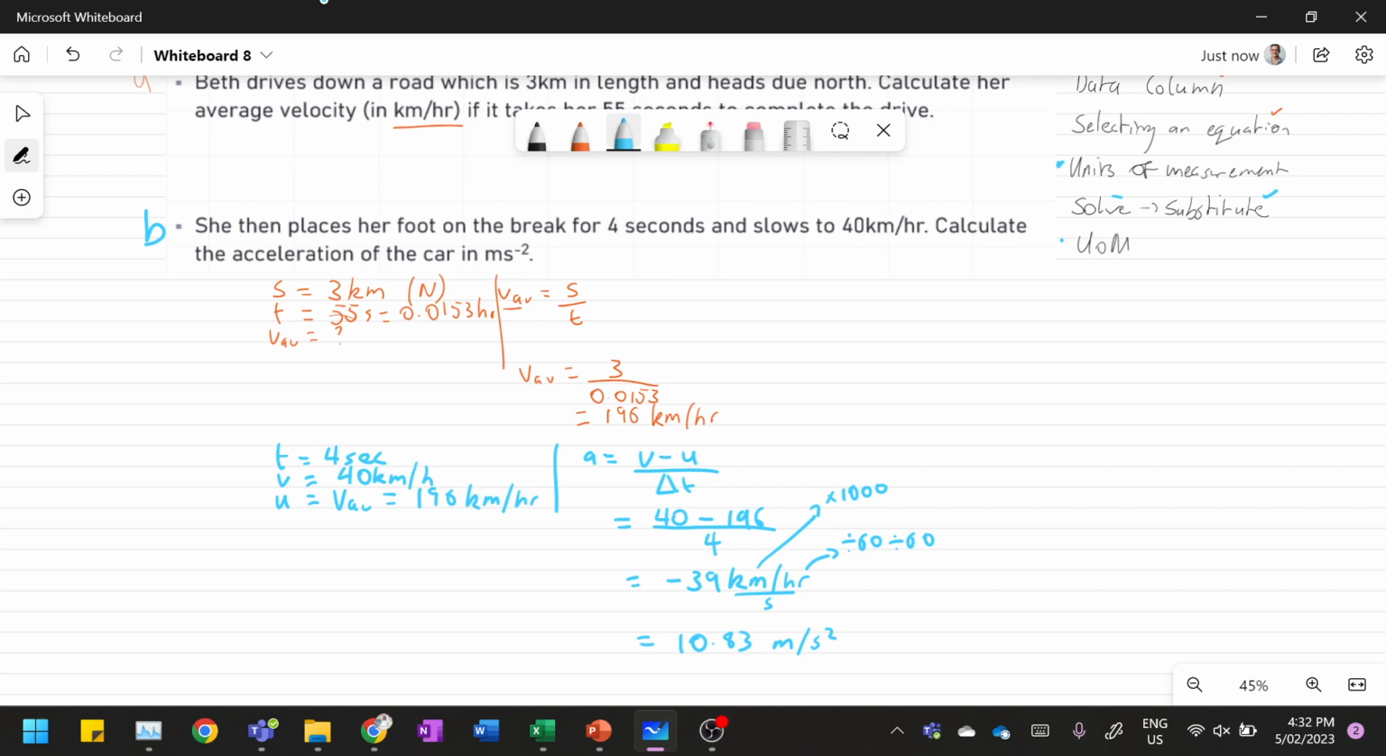So there you go, 2 calculations, one that shows a calculation for average velocity, one that shows a calculation for acceleration. Something to note as well for these final answers, because both of these are vectors, they are directional. So the average velocity for part A is going to be 196 kilometers per hour north. And our final answer for part B is negative 10.83 meters per second squared north as well.